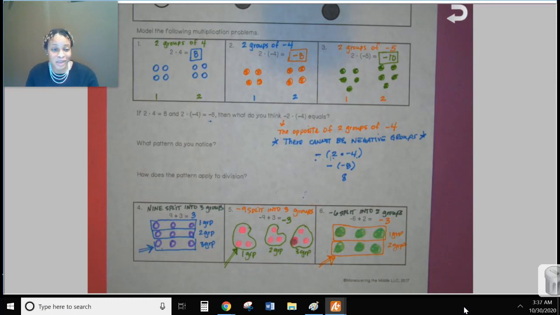So let's jump right into some practice today, working on division of integers with models and any other strategy that we might have up our sleeves. Good luck.